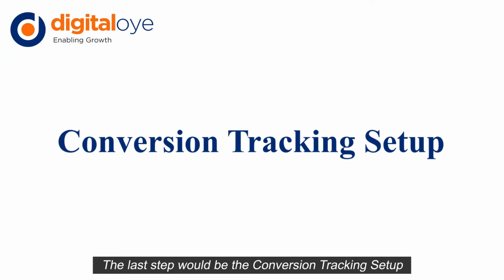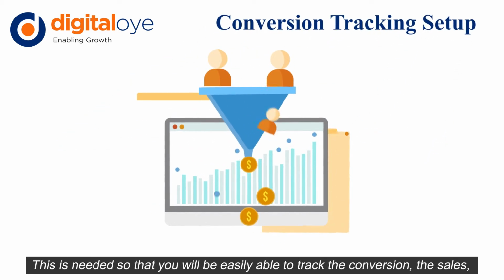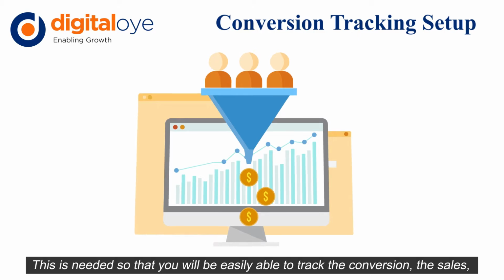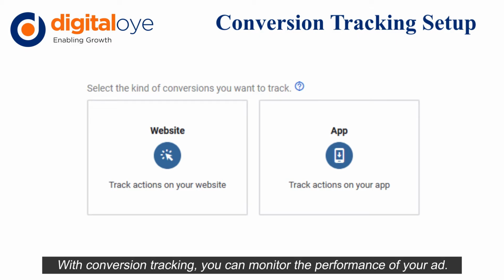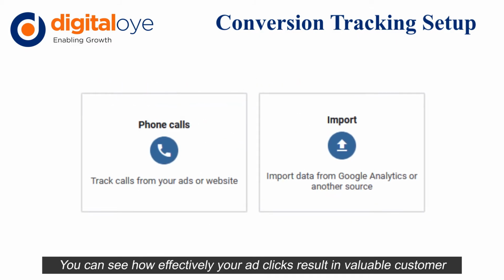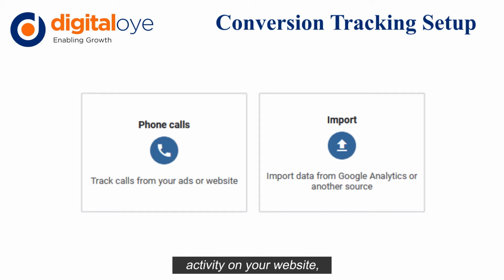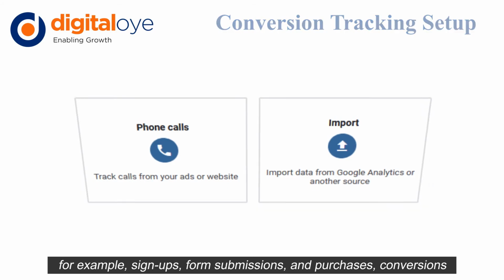The last step would be the conversion tracking setup. This is needed so that you will easily be able to track the conversions, the sales, or any sort of goals you have set there. With conversion tracking, you can monitor the performance of your ad. You can see how effectively your ad clicks result in valuable customer activity on your website, for example, signups, form submissions, purchases, and conversions.